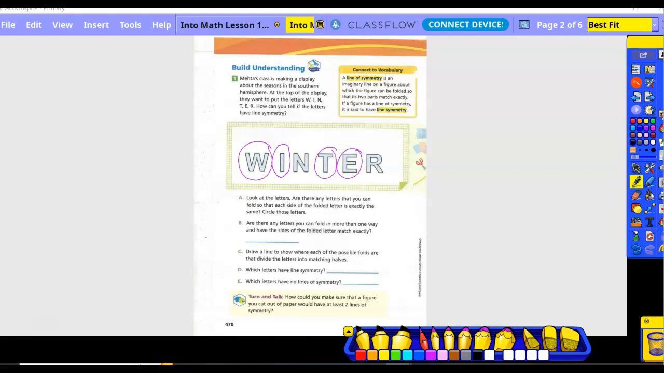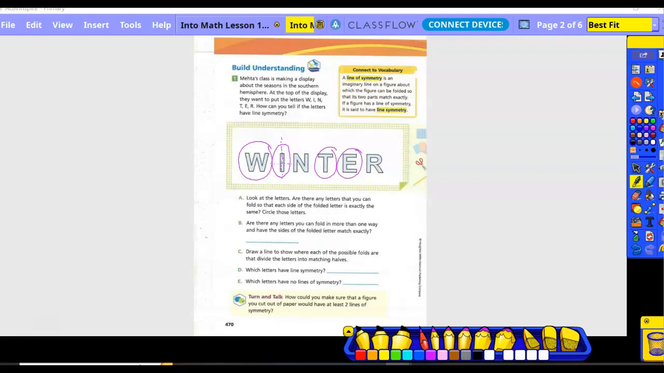R? No. Are there any letters you can fold in more than one way and have the sides of the letters folded to match exactly? Any of those you can. Yeah. Which one has more than one line of symmetry? I. Letter I, because you could take it and fold it vertically, and you can take it and fold it horizontally.